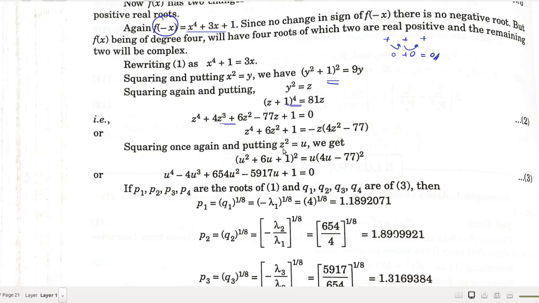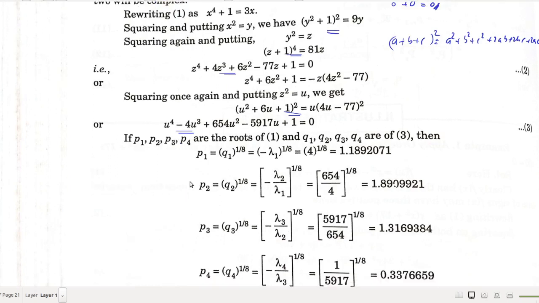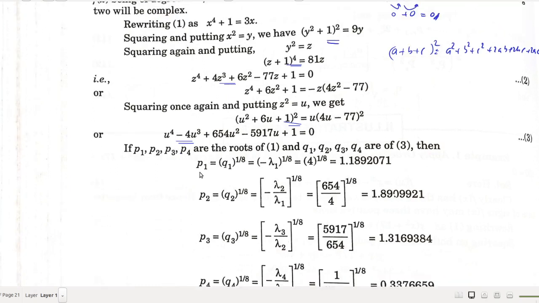Now again put z square equal to u in this equation, then you will get this equation, and expand using the binomial expansion. This is a plus b plus c whole square. We know that a plus b plus c whole square is equal to a square plus b square plus c square plus 2ab plus 2bc plus 2ac. Using this formula, you can expand the left hand side, then you will get this. Okay, now we have squared 3 times.